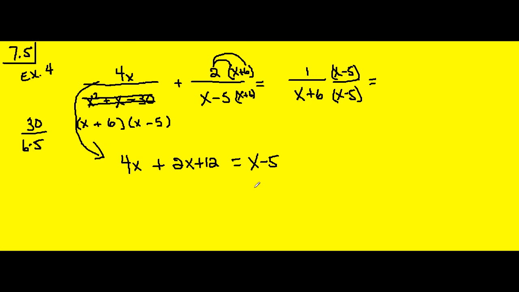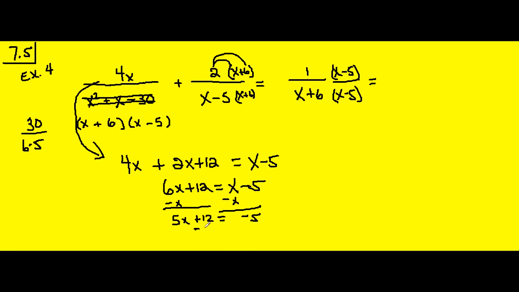Okay, and again, here's our equation. Combine my like terms. 4x and 2x is 6x plus 12. That equals this x minus 5. And I'll subtract x from both sides. And what have I got? 5x plus 12. That equals negative 5.